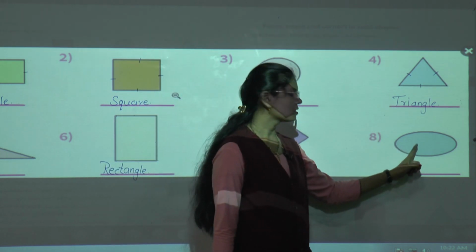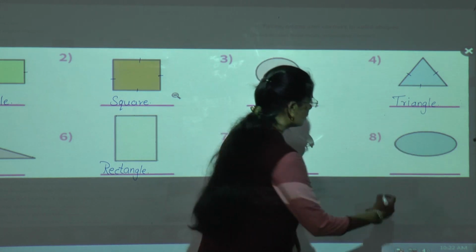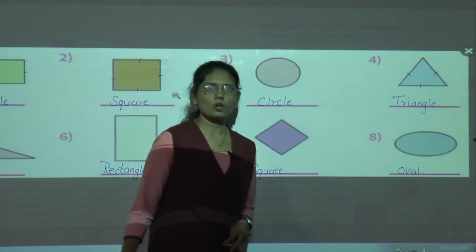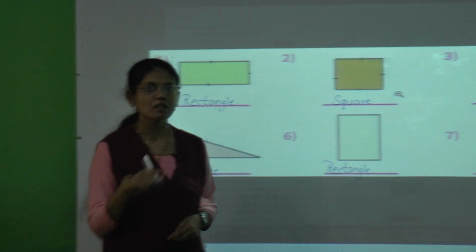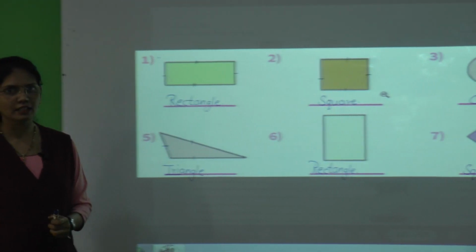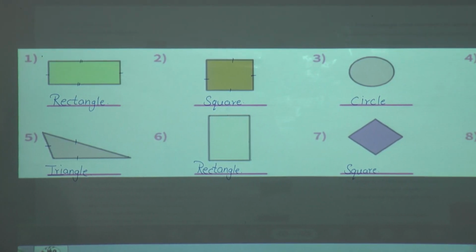And last, see this shape. This is an oval. It has 0 corners, or it has no corners, and it has one curved line. So this is an oval. Are you getting it? Yes? Okay. Shall we move to the next question?